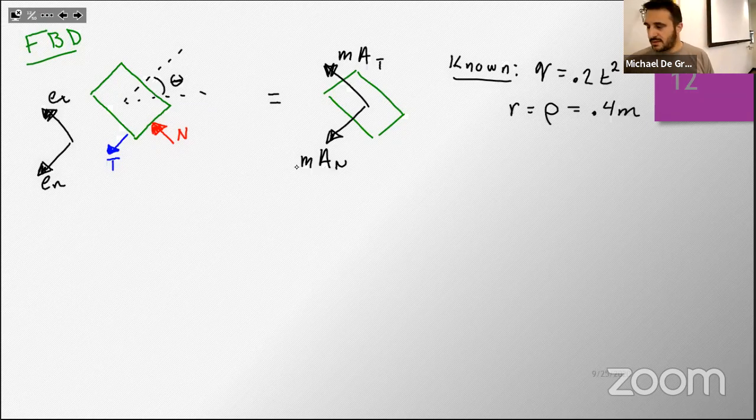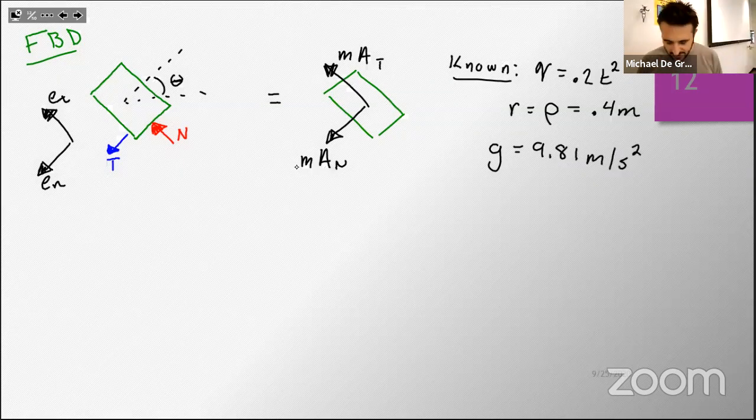Okay. So v is equal to 0.2 t squared, r is equal to rho is equal to 0.4 meters. All of these were in the problem statement, right? So what else can we do now? Well, I will also write down that g is equal to 9.81 meters per second squared in case it comes up. I don't know for sure if it's going to, but let's write it down so we don't accidentally use 32.2 when we shouldn't. Always check those units, right? We know this has to be meters per second.